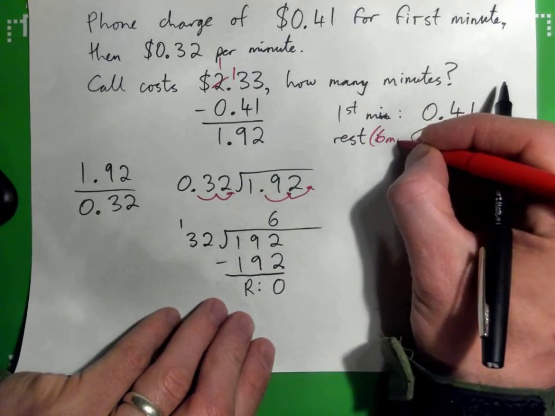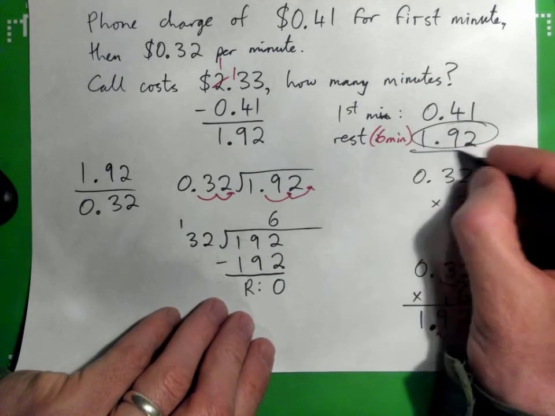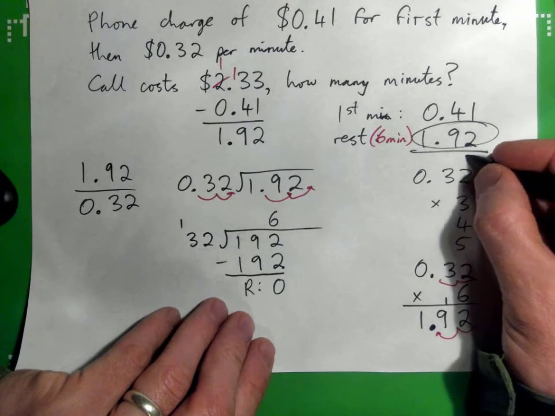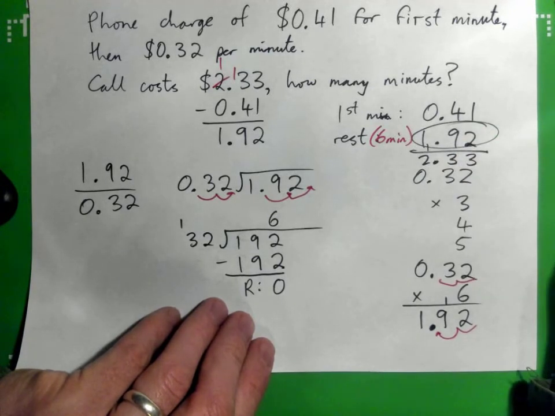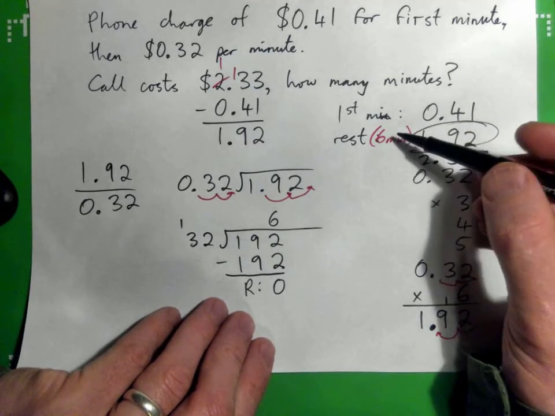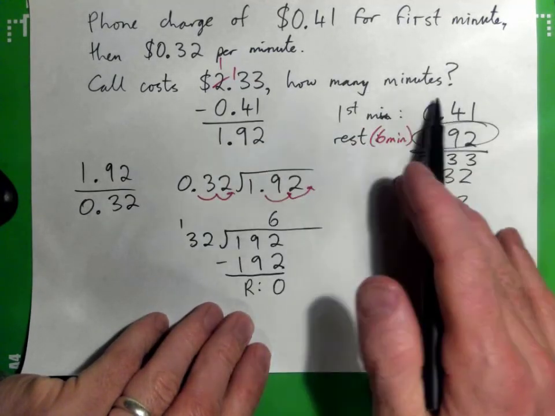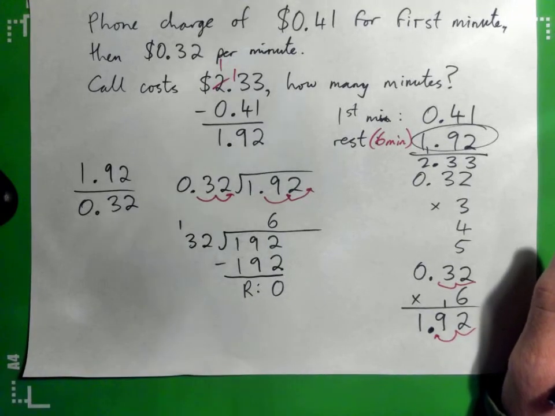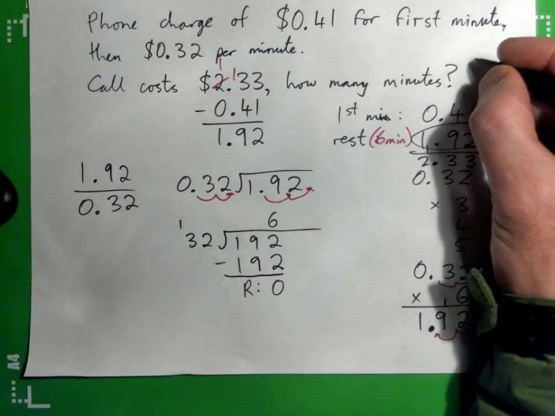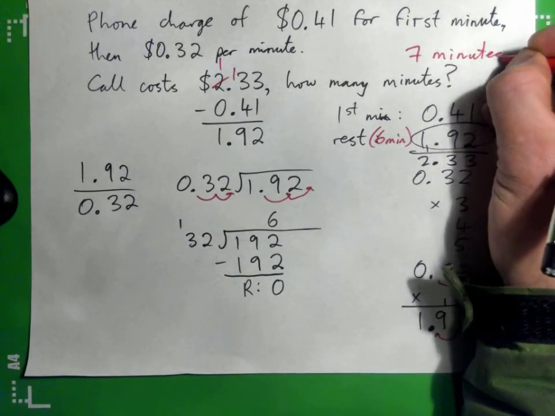6 minutes. So this was, right. And when we add them together, it's 3, and then 3, and then 1, that's 2. So it's 2.33, right? So the first minute was 41 cents. The rest was $1.92. So how many minutes was the phone call? How many minutes did the phone call last for? Yes, 7 minutes. Good. 7 minutes. Perfect. 7 minutes is the answer.